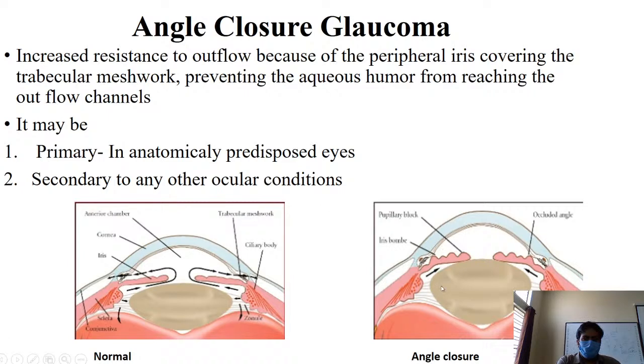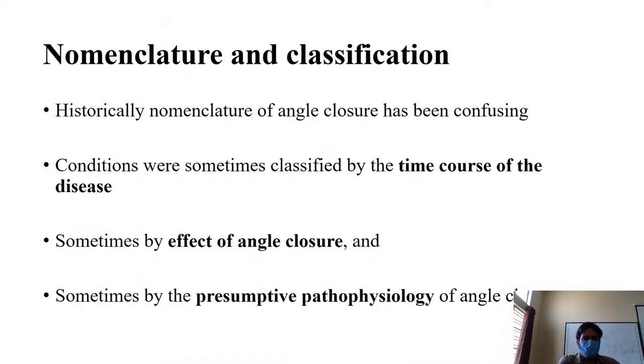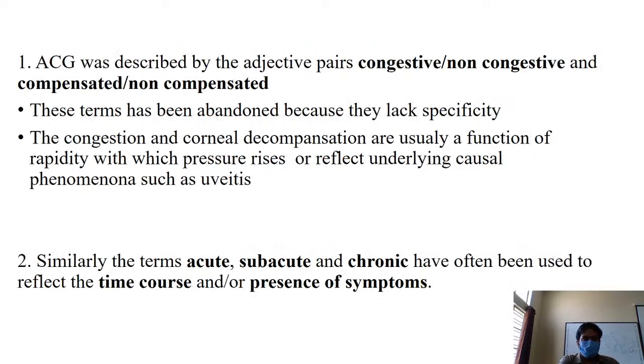It may be primary in anatomically predisposed eyes. What are the risk factors for angle closure glaucoma? I'll be telling you, and it may be secondary because of other causes. Historically, the nomenclature of angle closure glaucoma has been confusing, and different people gave different nomenclatures and classifications. But what we are going to discuss today is the 21st century consensus classification, which is the most accepted classification.